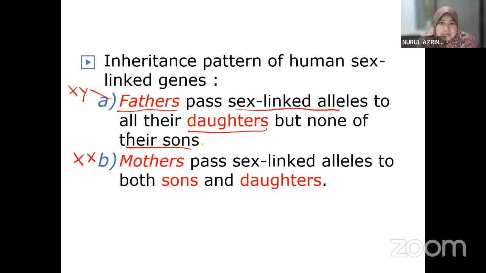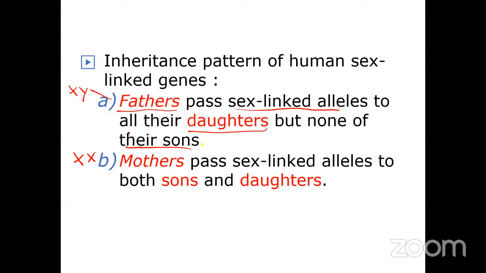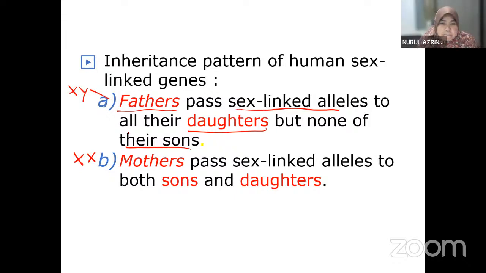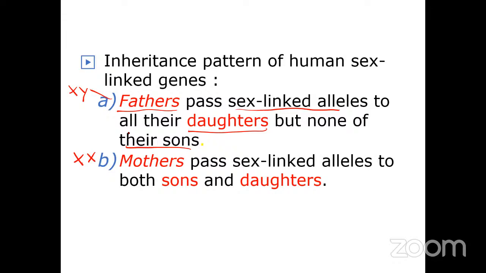Kenapa? Yuza, kenapa? Sebab apa? Kenapa anak perempuan akan dapat, anak lelaki tak?